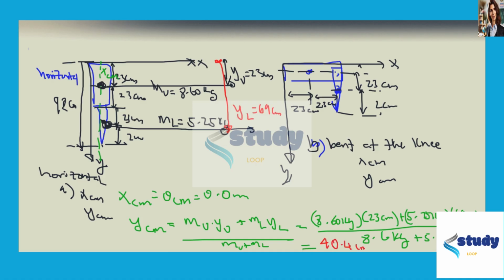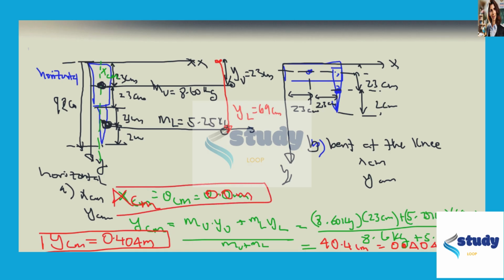40.4 centimeters, or we could change that to meters, which is 0.404 meters. So y center of mass is going to be in the horizontal. It's going to be 0.404 meters. That's the y center of mass, and the x center of mass will be 0.0 meters.